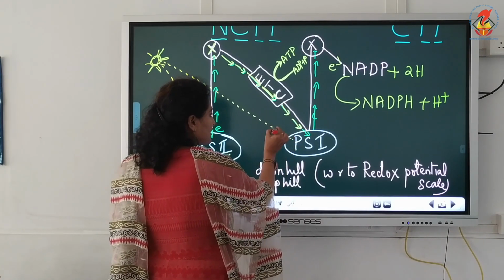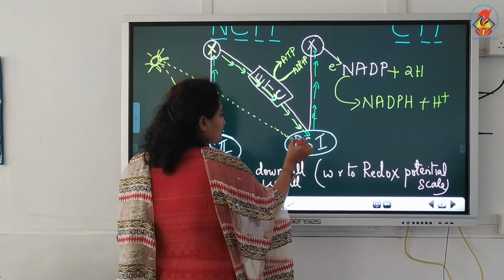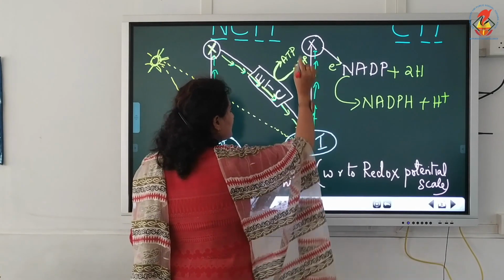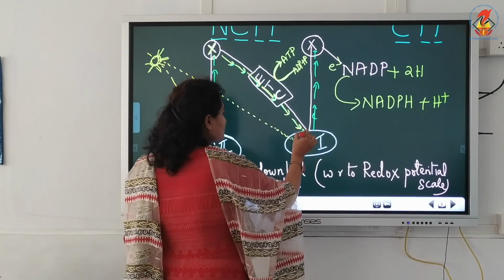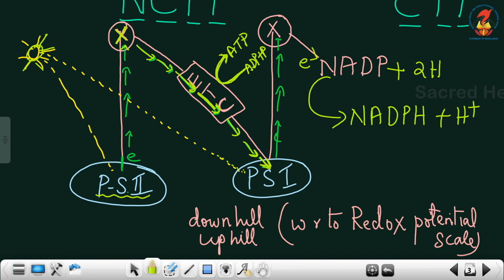Now, at the same time, what happens? The sun's rays illuminate photosystem 1, and an electron is emitted from photosystem 1, and that lost electron is replaced by the electron coming from photosystem 2. Now, the electron has reached the next electron acceptor uphill, and from this electron acceptor it goes to the energy molecule NADP, which gets reduced to form NADPH plus H.